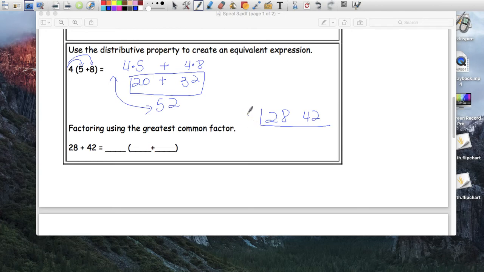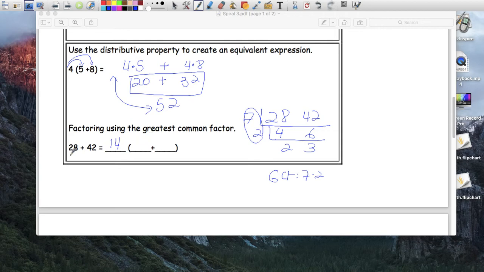Let's see, 7 goes into 28 4 times, 7 goes into 42 6 times. We can go on. 2 goes into 4 2 times, 2 goes into 6 3 times. No other number can. And the GCF is the product of these two numbers, which is 7 times 2. So our number outside is going to be 14.